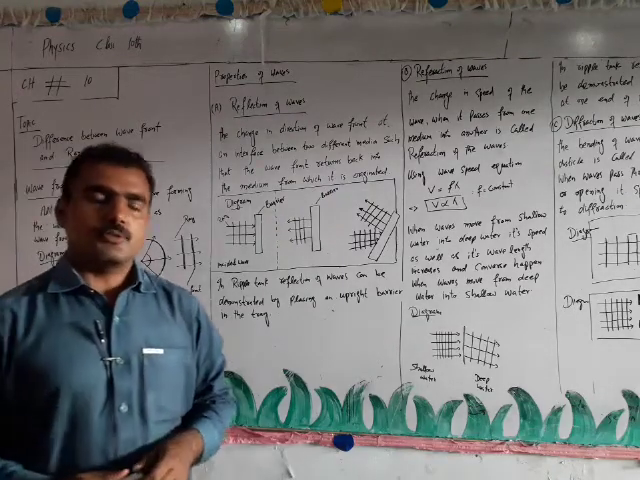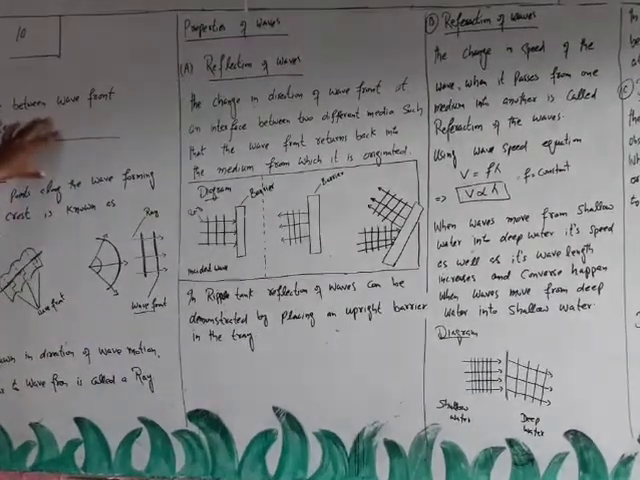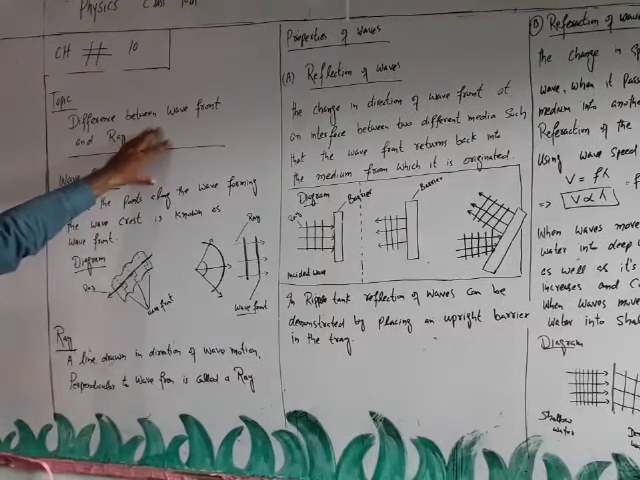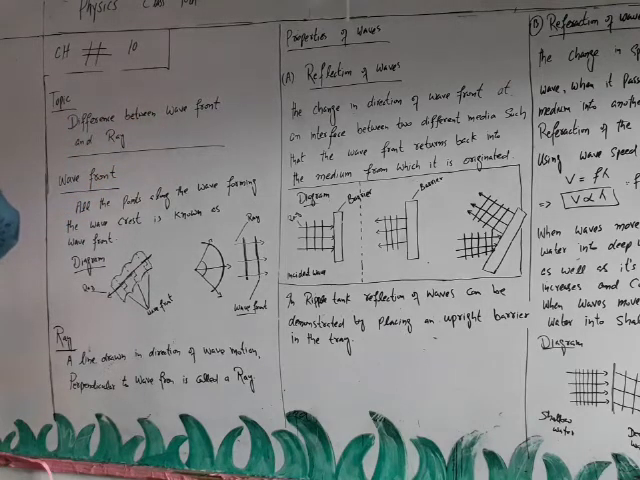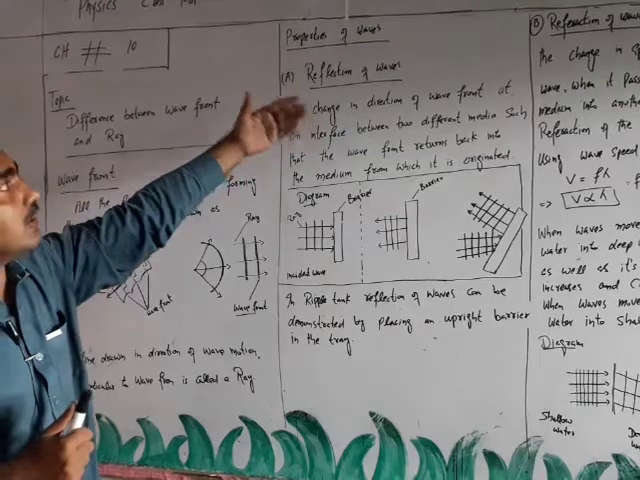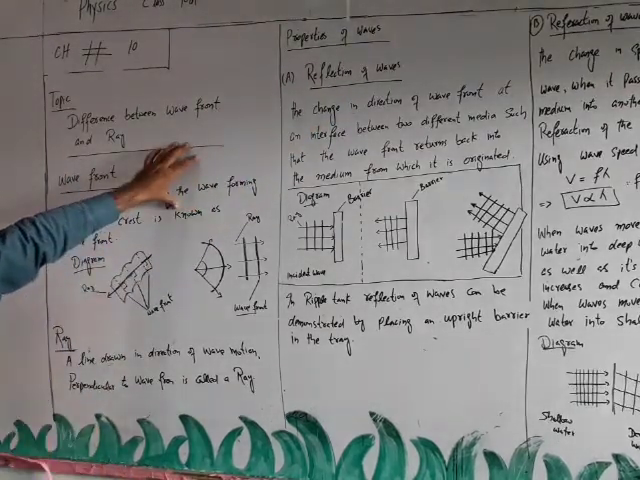Bismillahirrahmanirrahim. As you know, in the previous topic we discussed the ripple tank, which we stated as a device which is used for studying the various characteristic features of waves. So today we are going to discuss the characteristic features including reflection of waves, refraction of waves and diffraction of waves.